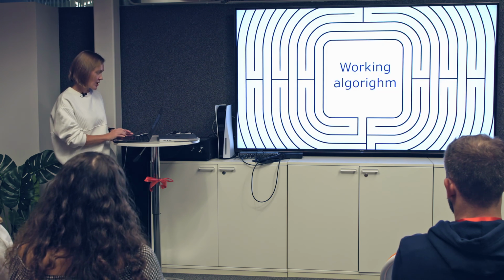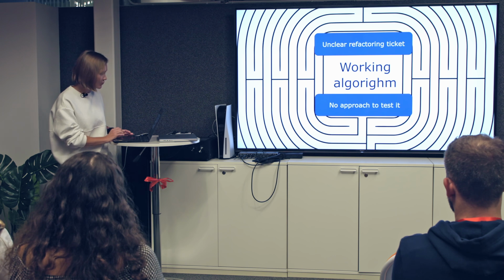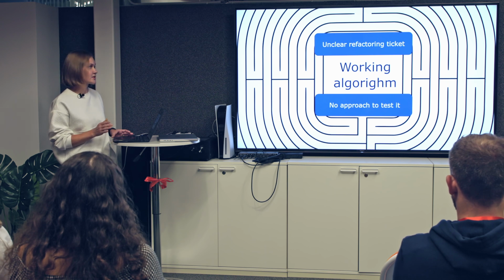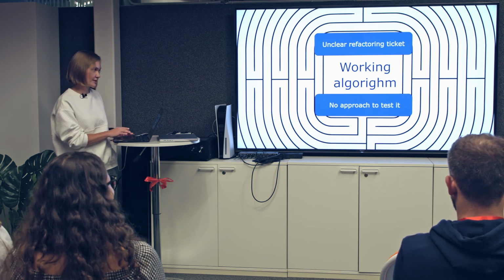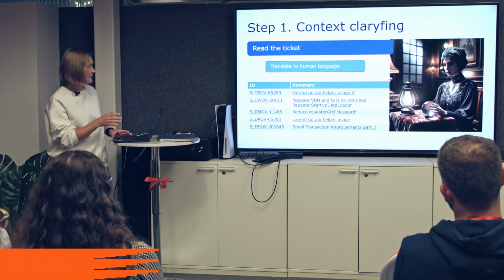So what do we have for now? We have a refactoring ticket and we don't know what was changed under this ticket, and we have no silver bullet approach for how to test it. So let's apply logic here and formulate working actions that we could apply to this task. And first of all, we have to clarify the context. The first action would be to read the ticket and translate it to human language. You remember my first slide, where we have extend API, reduce classpath, all this stuff.